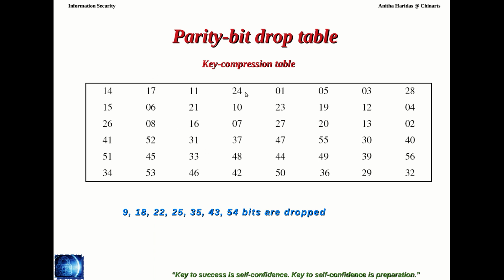If you observe here, I have 1, 2, 3, 4, 5, 6 rows and 1, 2, 3, 4, 5, 6, 7, 8 columns. So 6 by 8, I will get only 48 bits. In the key compression table, these 8 bits are dropped, and it is going to produce this particular key.